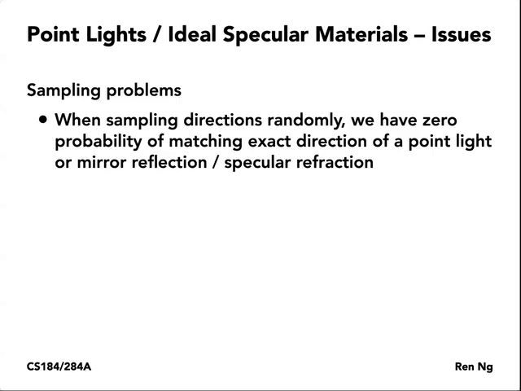Okay, so the problem with these idealistic light sources and materials is that if we're going to sample directions randomly, like we choose a random point on the hemisphere as an example, we're going to have zero probability of matching the exact direction that a point light source is located, or zero probability of exactly matching the perfect mirror reflection direction off a mirror surface or off a glass ball if we use random sampling in direction.